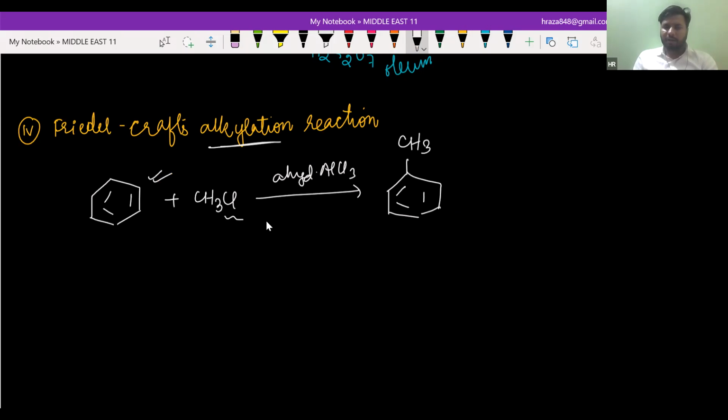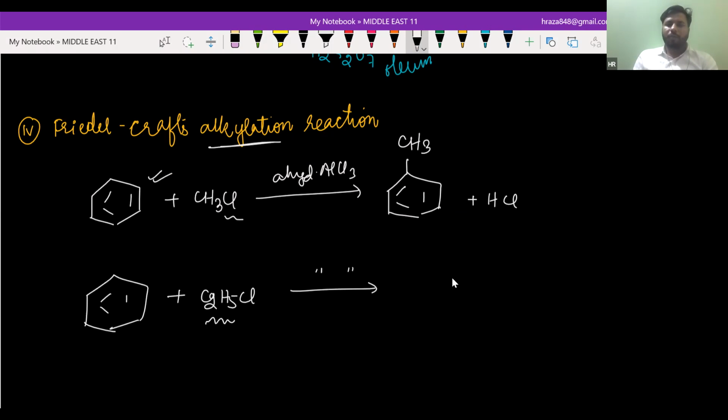and here is chlorine. HCl will be byproduct. In the same way, if you have ethyl, that means C2H5Cl in the presence of anhydrous AlCl3, this alkyl group adds into the benzene and hydrogen will be removed or eliminated. Or you can say C2H5 substituted the place of hydrogen and HCl will be the byproduct.